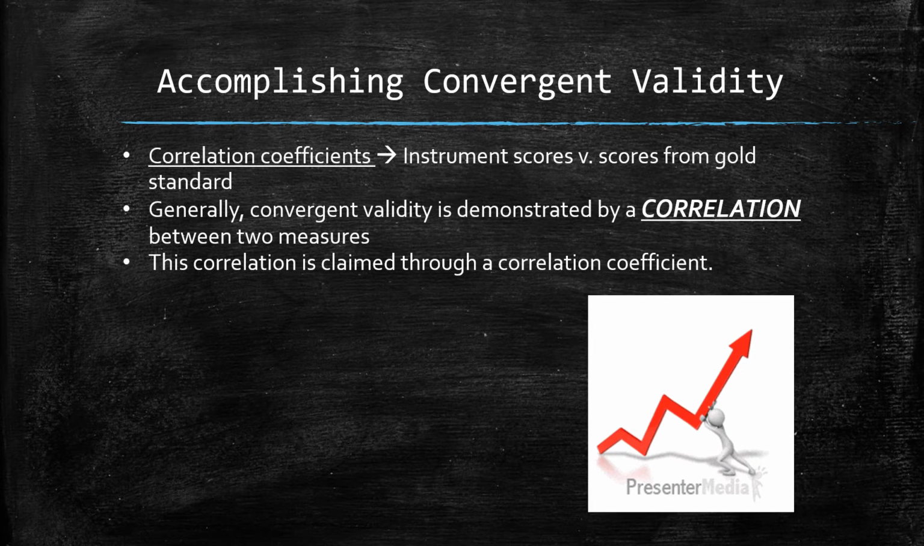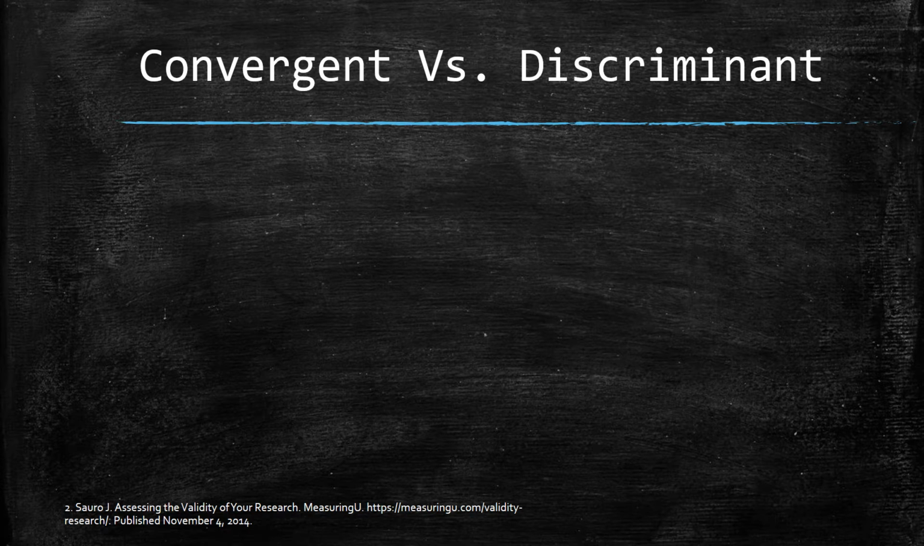Correlation coefficients are used to compare the scores of the test to the scores from the gold standard. To accomplish convergent validity, a positive correlation or relationship between the two measures needs to be demonstrated. This correlation is claimed through a correlation coefficient. Let's compare convergent versus discriminant validity.